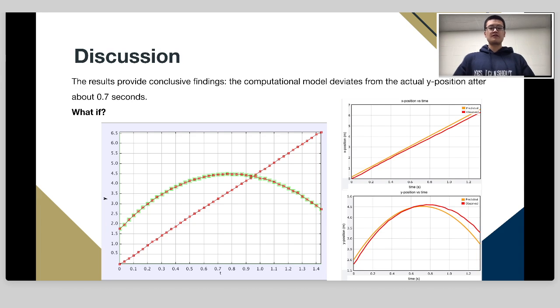Now, addressing the what-if of this lab's experiment, if drag and backspin were accounted for in this model, there would likely be a more accurate trajectory portrayed on the 2 graphs shown on the right, so that they would be nearly identical when overlaid on those generated by Tracker, which are shown on the left.